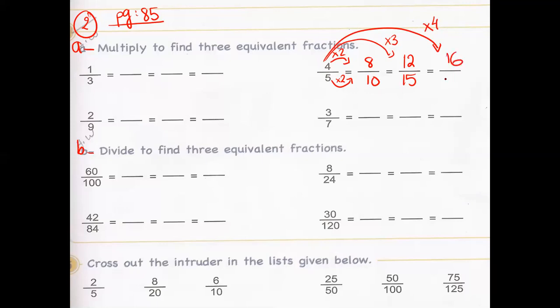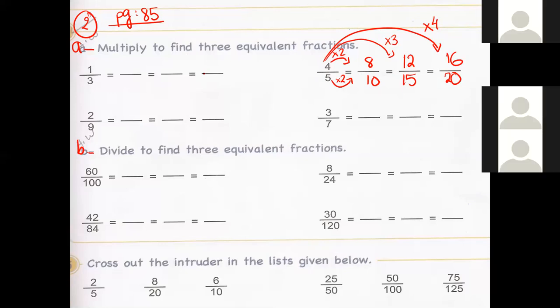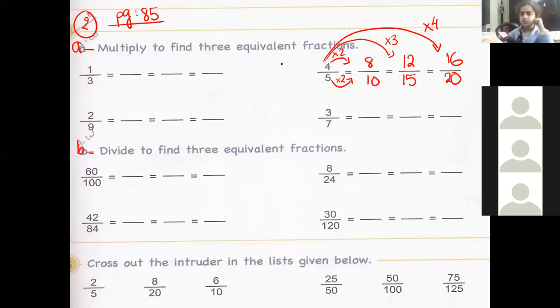4 times 4 equals 16, and 4 times 5 equals 20. Bravo! Excellent. Teacher, I did the first one that you just did. I did it all times 2. No, teacher, by divide.